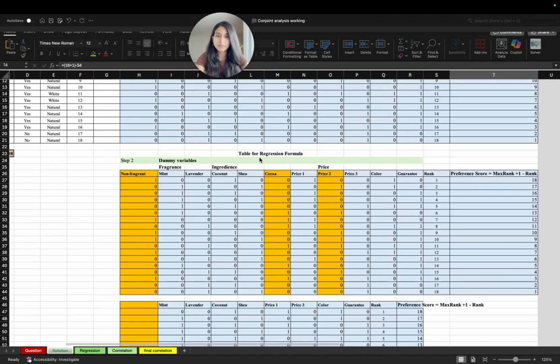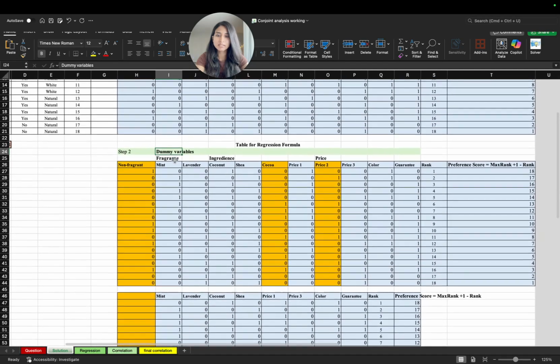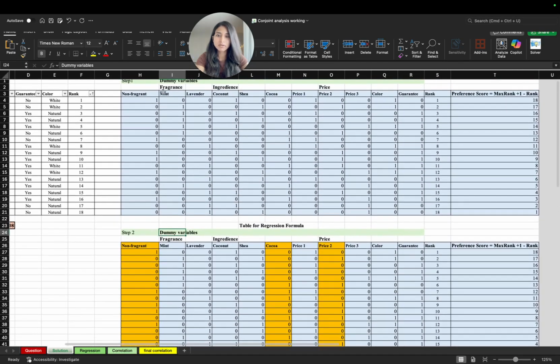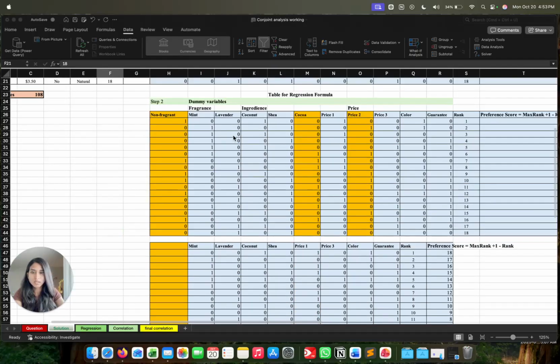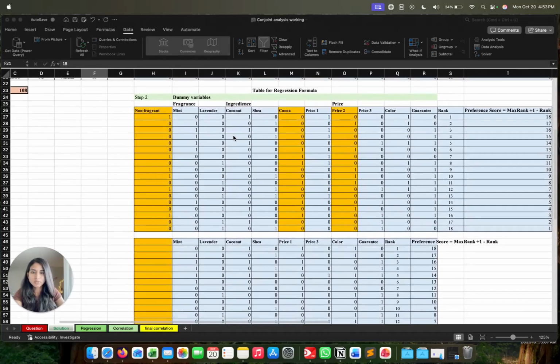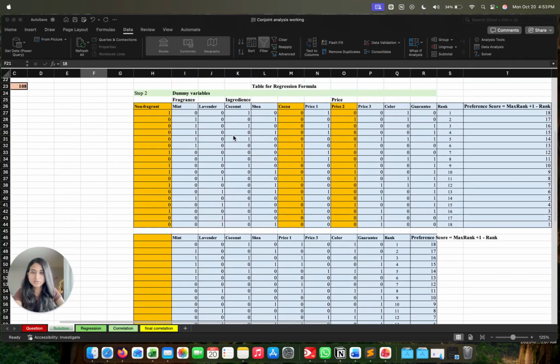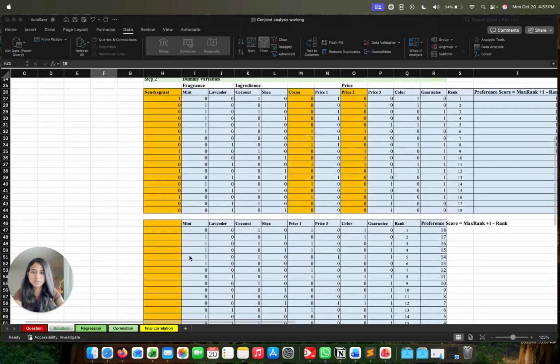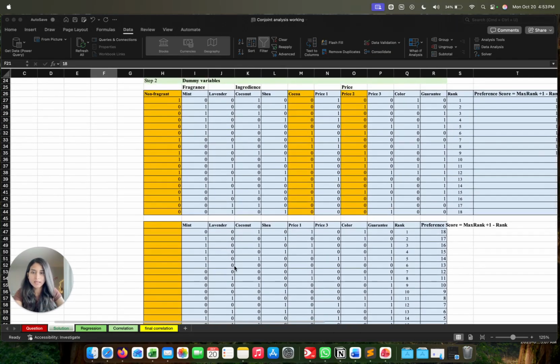So our next step is we're going to do a regression formula on the dummy variables that we have created. What happens in the regression is that you should not take all of the fragrance levels that we have, like the 3: non-fragrant, mint or lavender. Only 2 of these attributes are to be taken for the regression analysis. So for the regression formula, like I talked about before, we are not using all the variables. We are just using 2 of the variables of fragrance and 2 of the prices only.